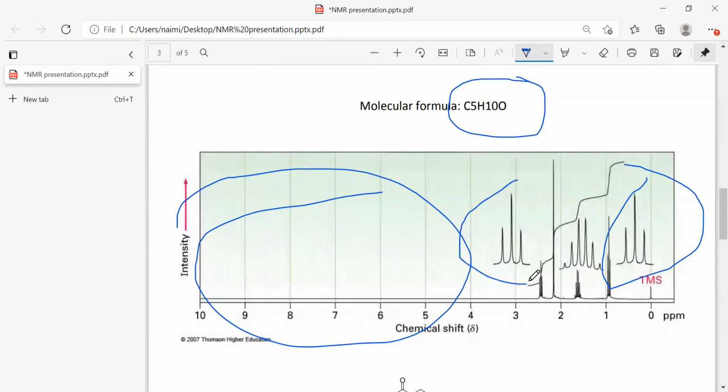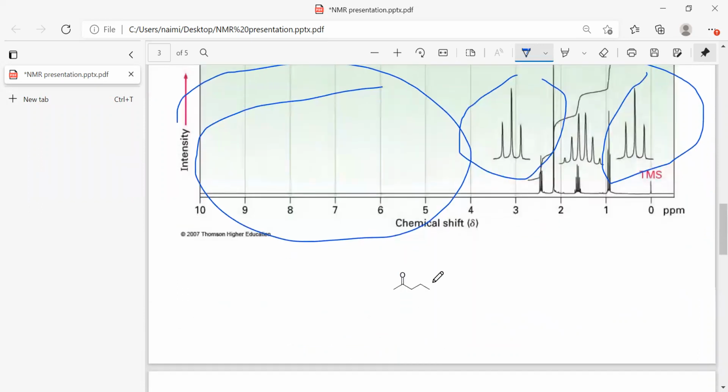And one sextet will be present, which means CH3, CH2, CH2. CH3, CH2, CH2 means three carbons are present. You can see this one I mentioned as 1, 2, 3. So the CH3 peak will appear in the shielded region. This is the shielded region. This CH2 splitting pattern will be observed as a sextet.